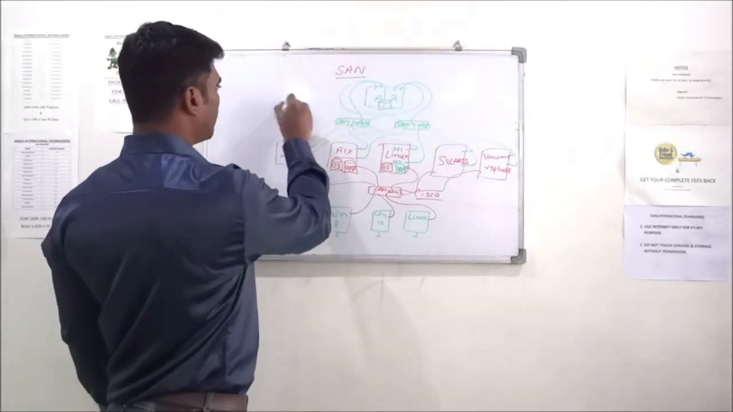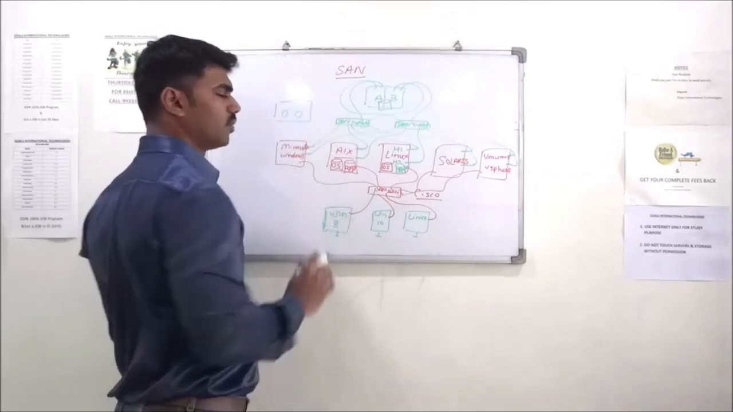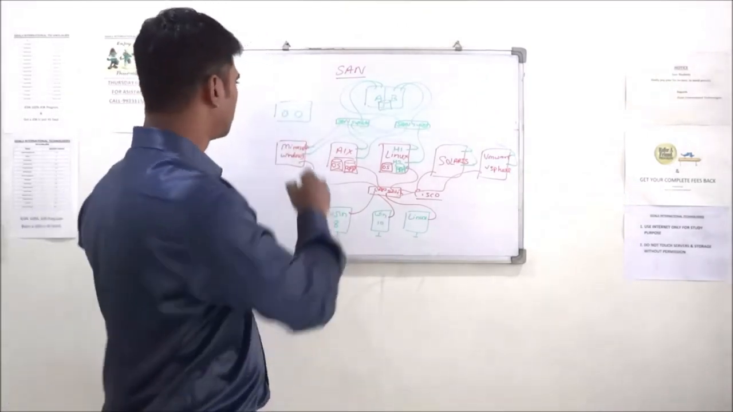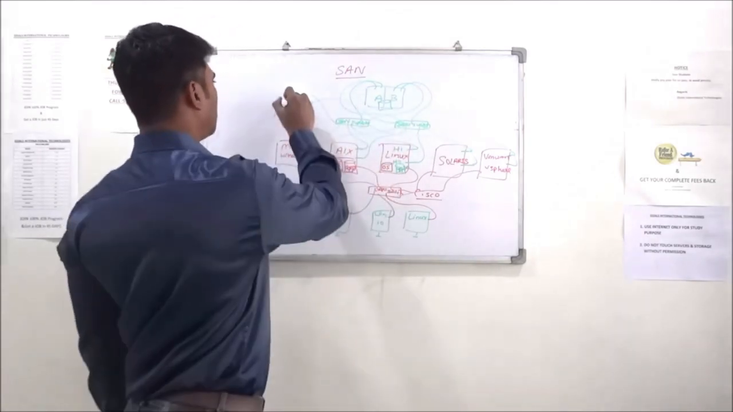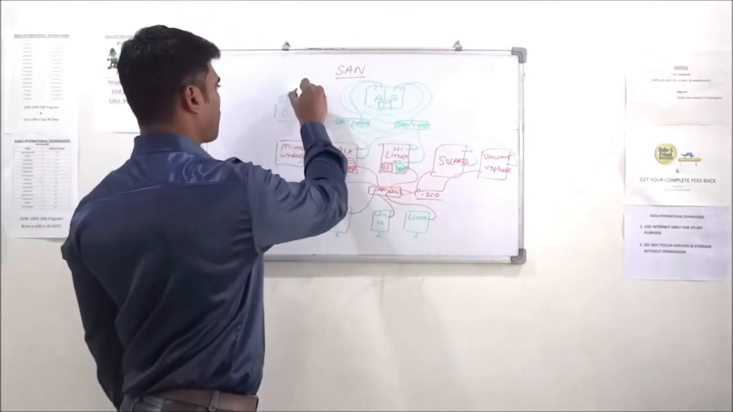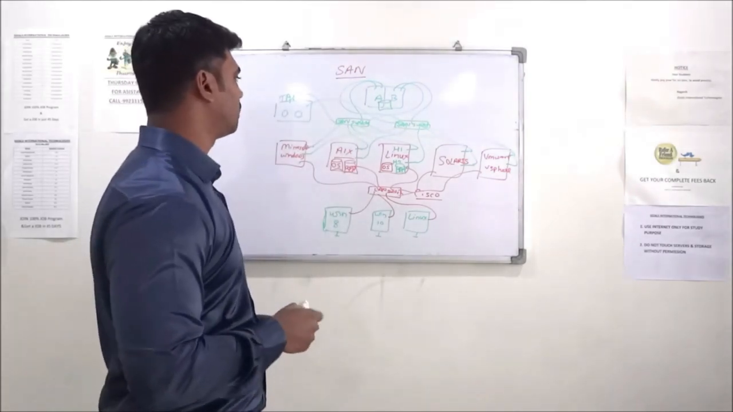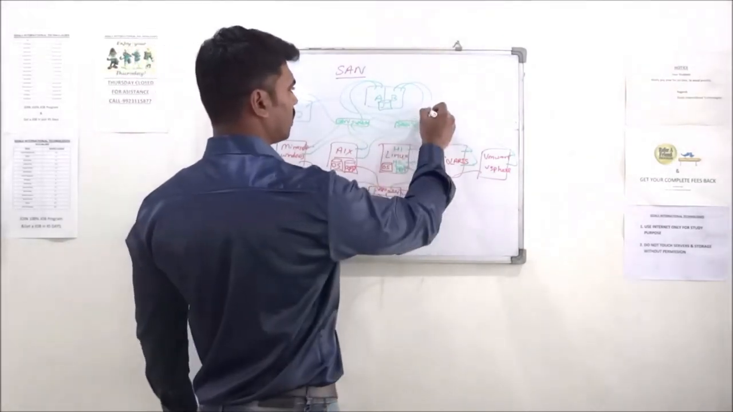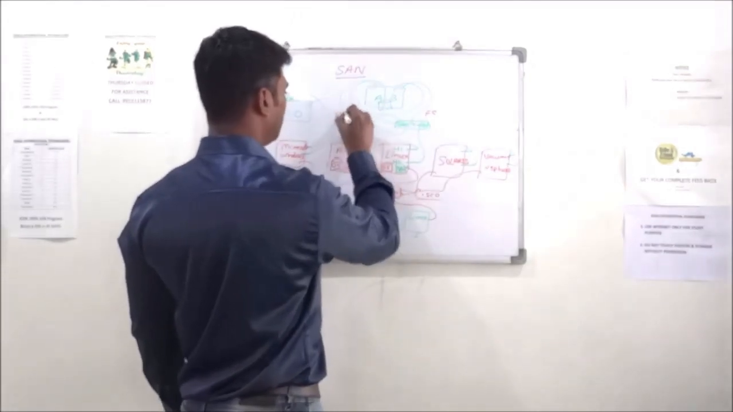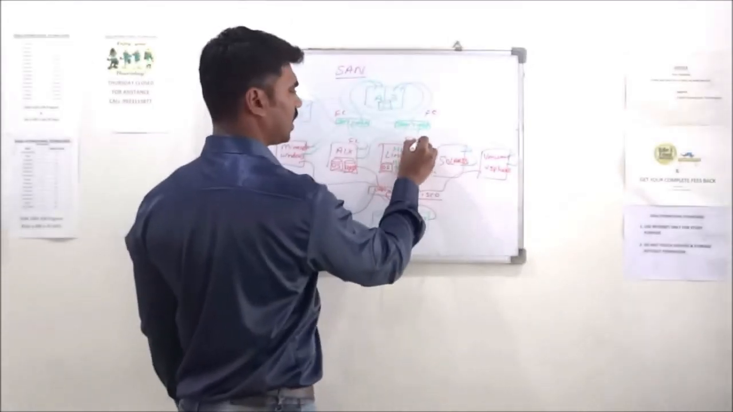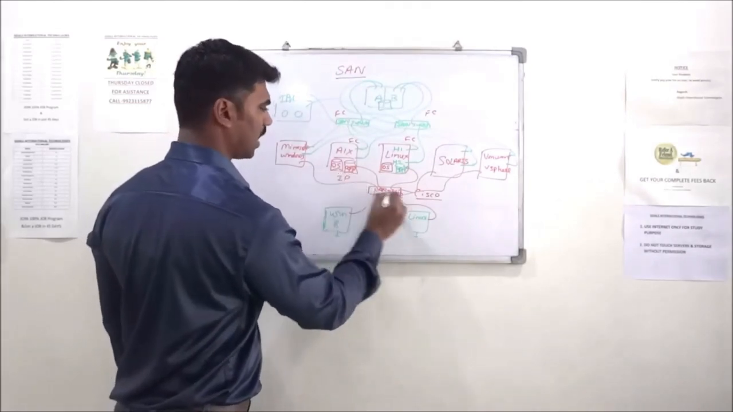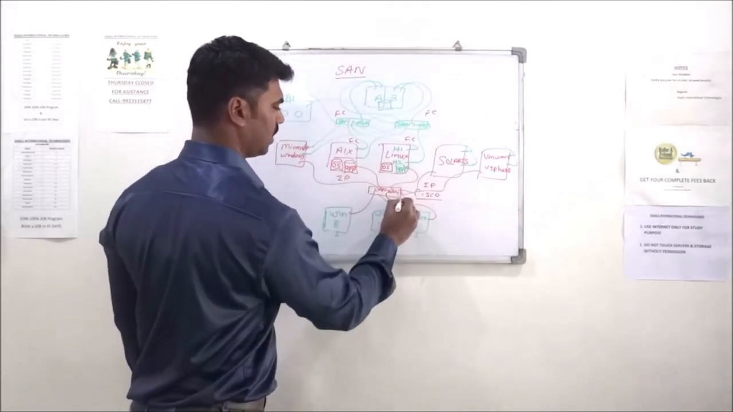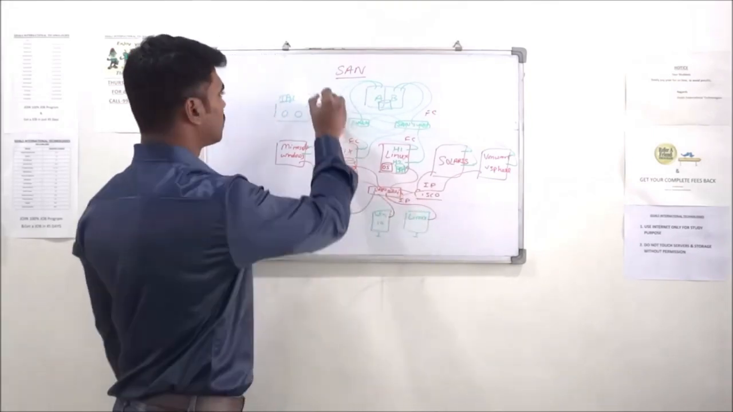If you want to connect a tape library to it, this way you can do the connection. And this is our tape. Here we use fiber channel connectivity, and here it is Ethernet, so we use the IP protocol.